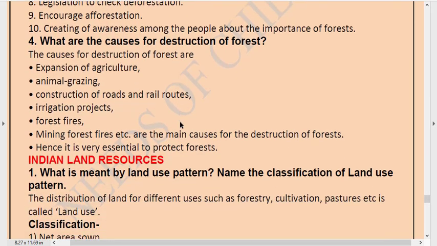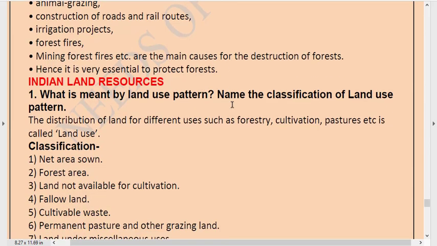Next question, what are the causes for destruction of forests? The causes for destruction of forests are expansion of agriculture, animal grazing, construction of roads and rail routes, irrigation projects, forest fires, mining etc. are the main causes for the destruction of forests. Hence, it is very essential to protect forests.